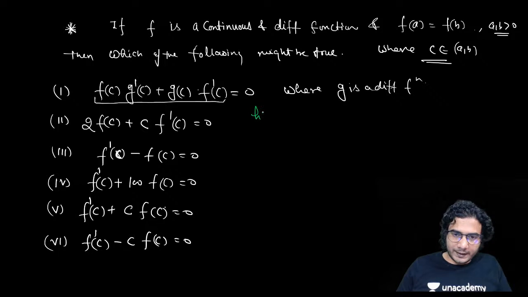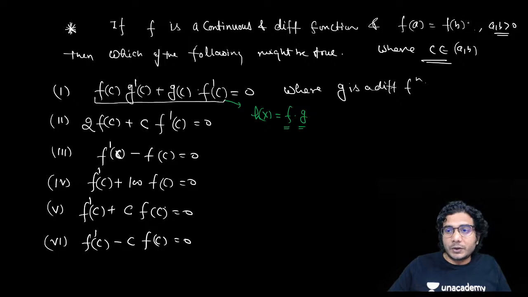If you take h of x is equal to what? Tell me h of x for this. Yes, very nice. f into g. Absolutely right. F into g, and because f of a is equal to f of b, I'm sorry, I need to give this as 0. F of a is equal to f of b is equal to 0. a and b are the roots.